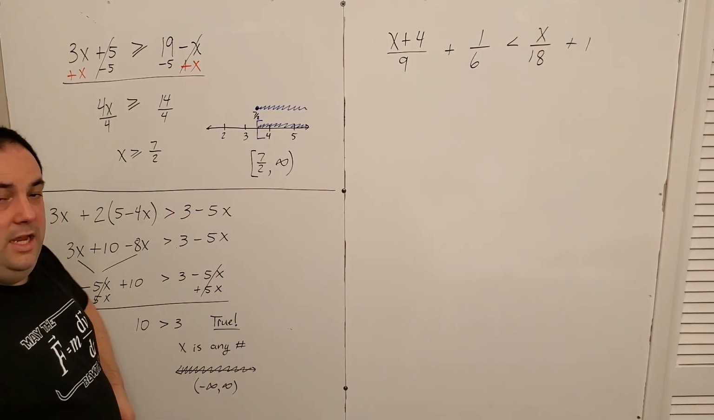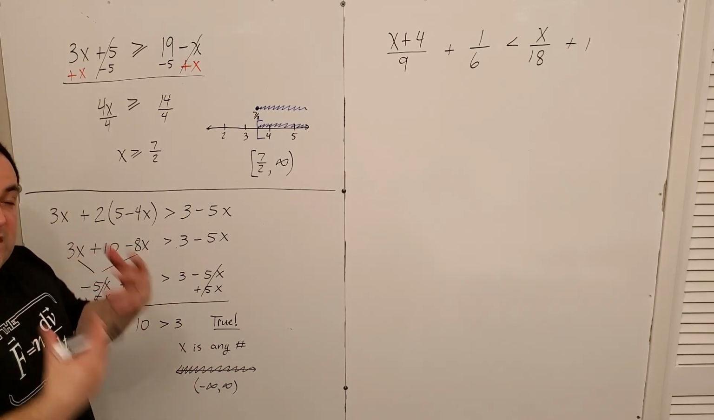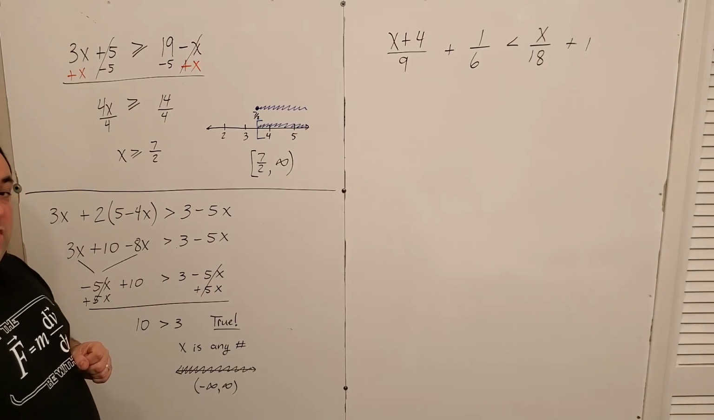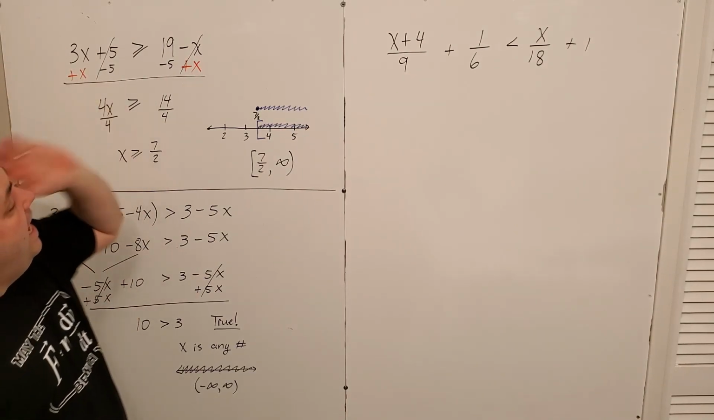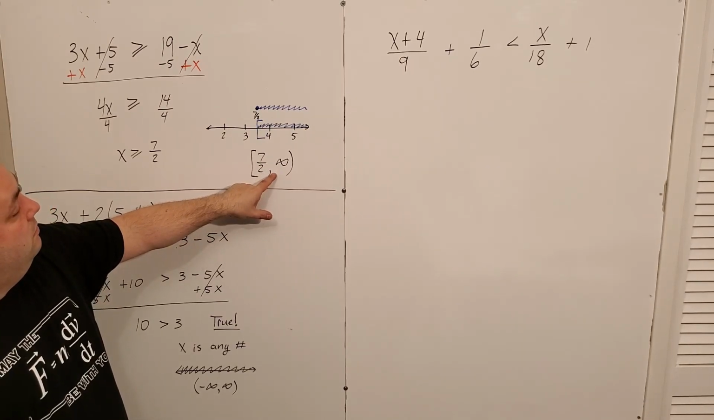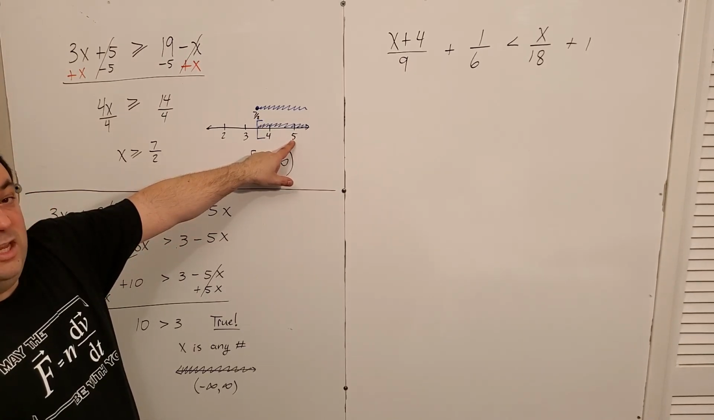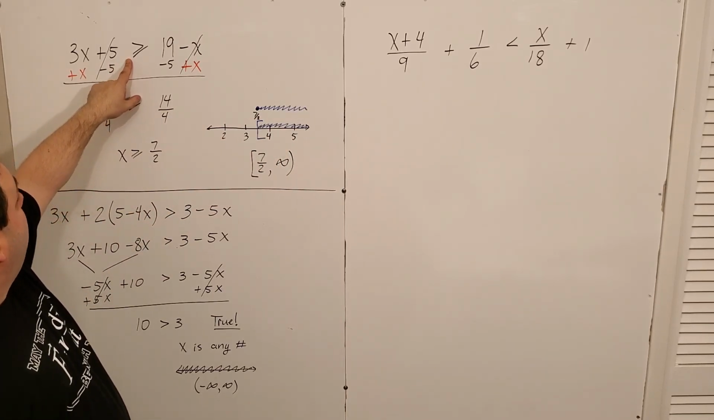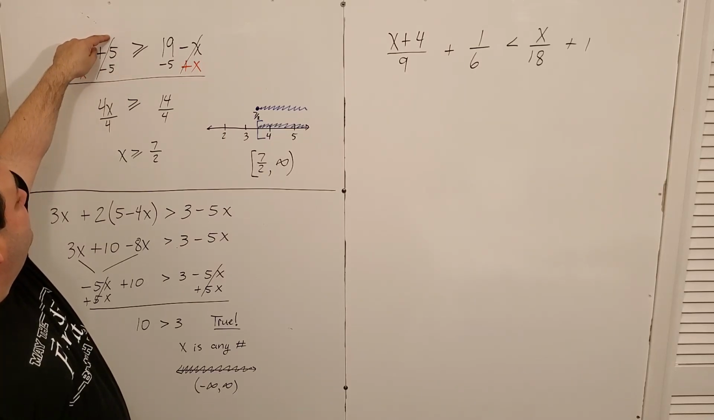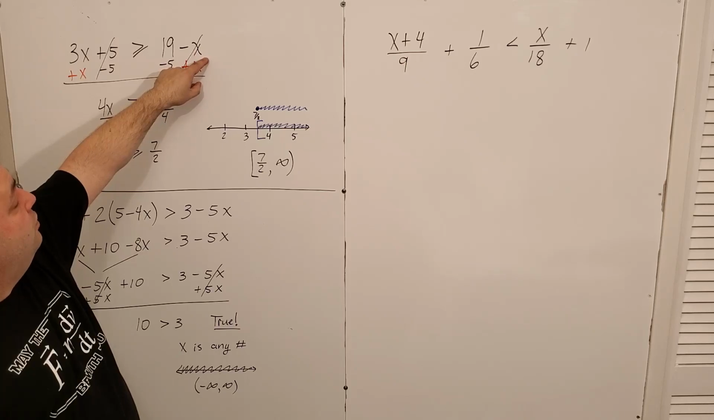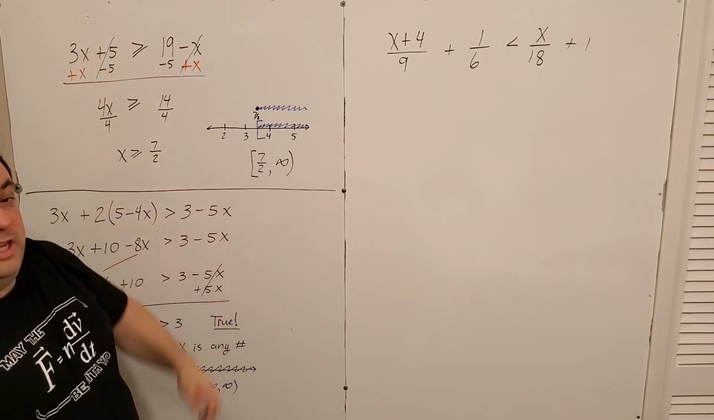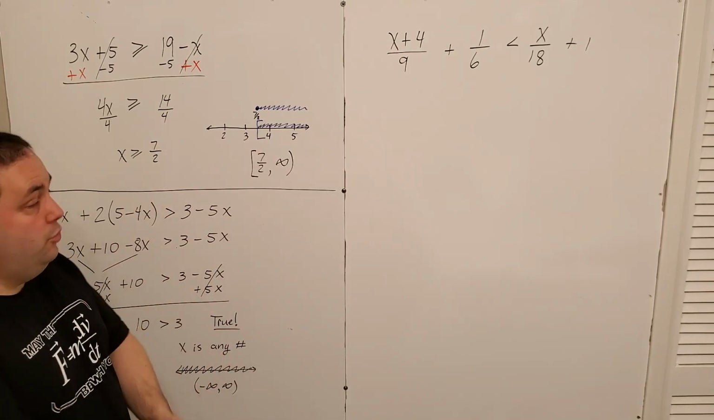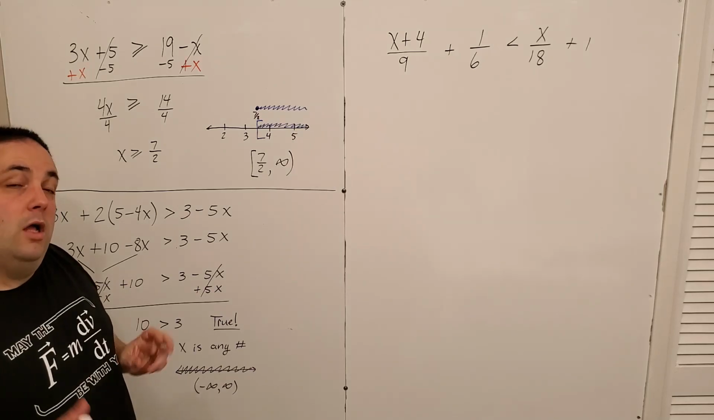Don't forget what we're saying here with these statements is we're giving sets of values that cause true statements, right? That's what a solution is. So if I were to pick any number from this interval, right? Pick 5, it's in the interval, and plug it back into the original statement, it will be true, right? 3 times 5 is 15, plus 5 is 20, and 19 minus 5 is 14. 20 is greater than 14. True, right? That's what these sets represent. They're the list of values that would make the original inequality a true statement.